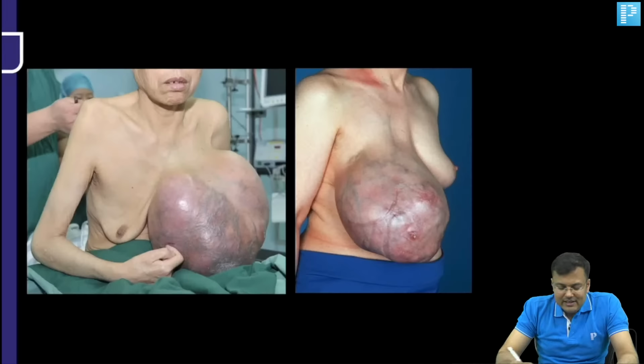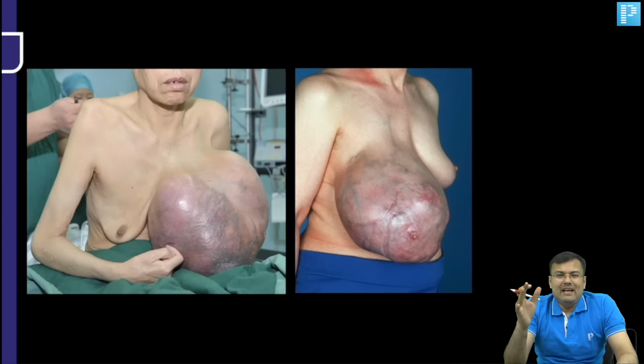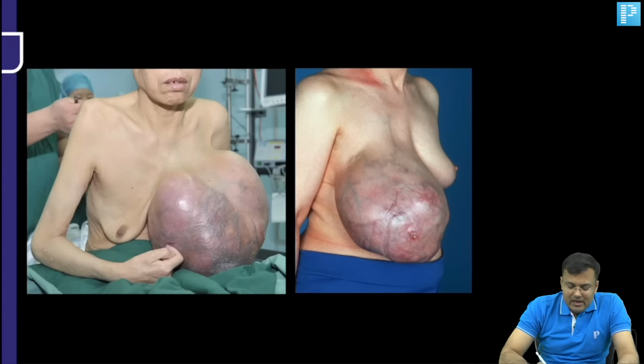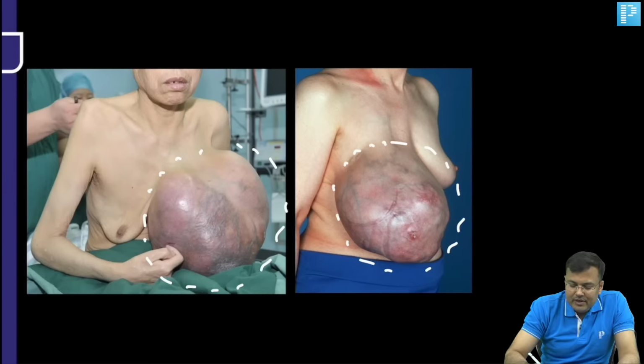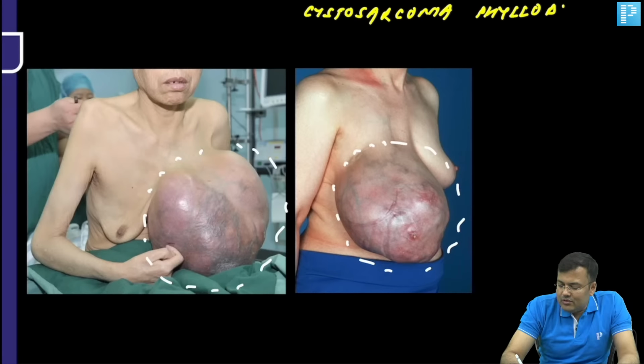Very good, guys. Next question, tell me what is the diagnosis here? You can see one breast is massively enlarged having a bossellated appearance. Everybody knows the correct answer. Guys, here the left breast is massively enlarged having a bossellated appearance. Second one, the right breast is also massively enlarged having a bossellated appearance. It is Phyllodes tumor. This is cystosarcoma Phyllodes.